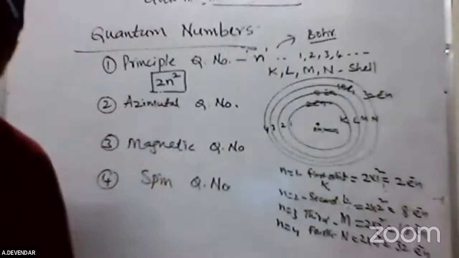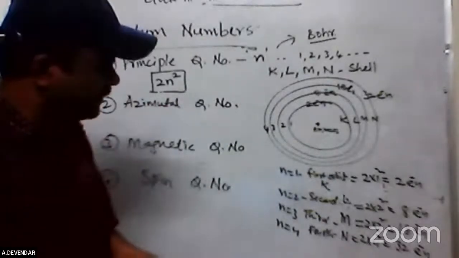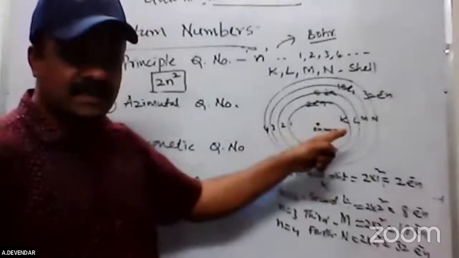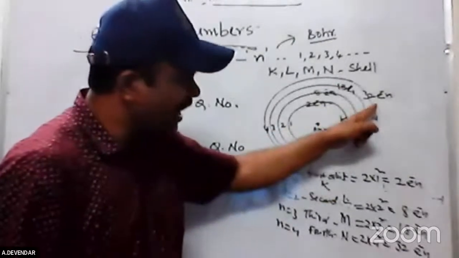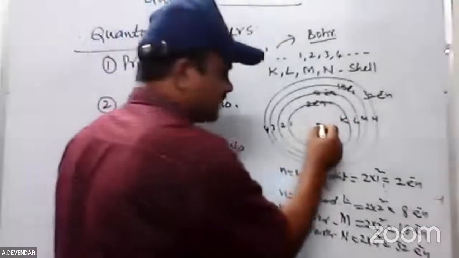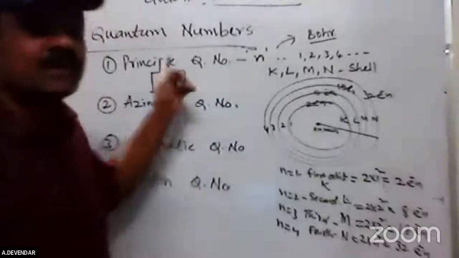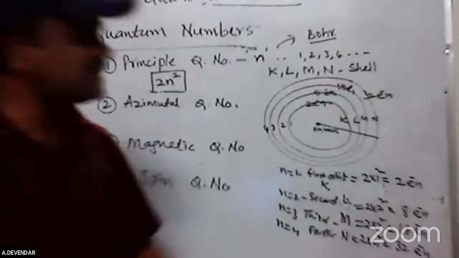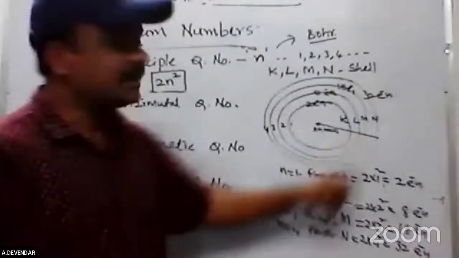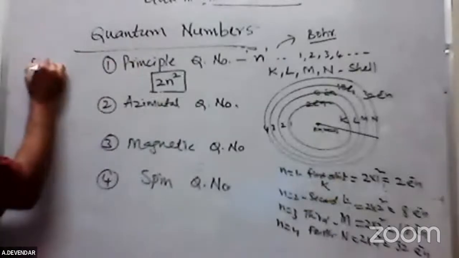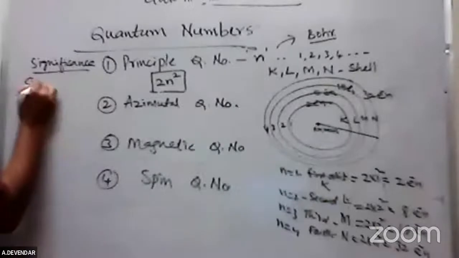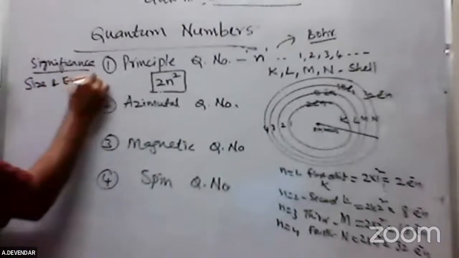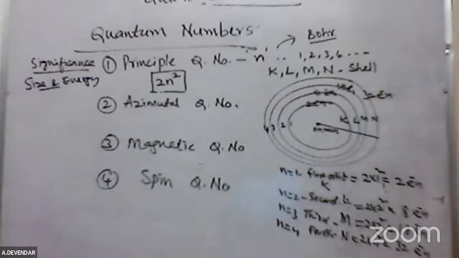What is the significance of the principal quantum number? If you see this principle, what is the significance? The main important significance is, see, the electron is present in the last orbit. Suppose you can know the size, that is, what is the radius, sir? The size you know by means of the principal quantum number. If the size is known, what is the energy, sir? Fourth orbit, 4 quanta of energy. Second orbit, 2 quanta of energy. That means the significance of the principal quantum number is size and energy. The size and energy are explained by the principal quantum number.